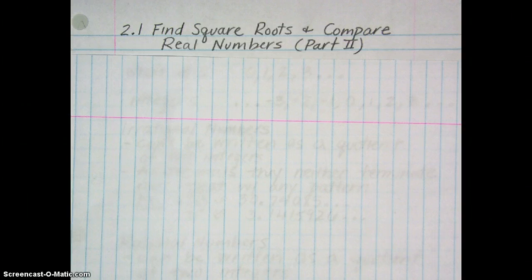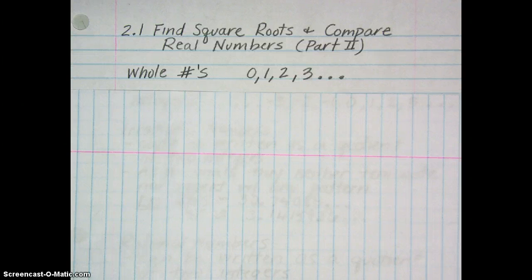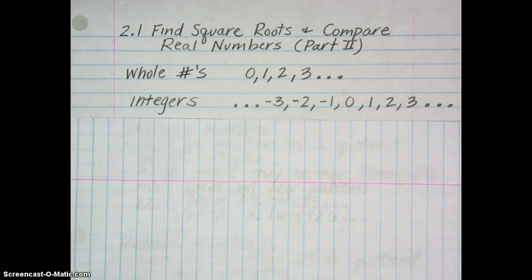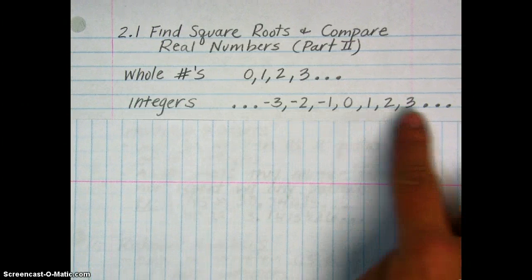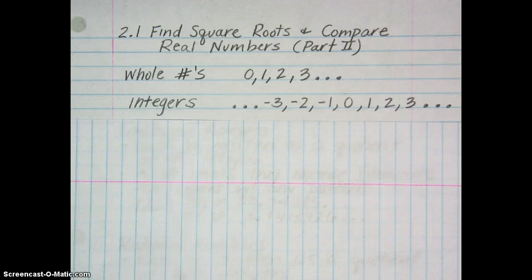So the first thing we're going to talk about is whole numbers. Whole numbers are 0, 1, 2, 3, etc. So you're counting numbers, but also including 0. Integers is another term you'll hear. So this is all your whole numbers, but then also includes the negative values as well, continuing in the other direction.